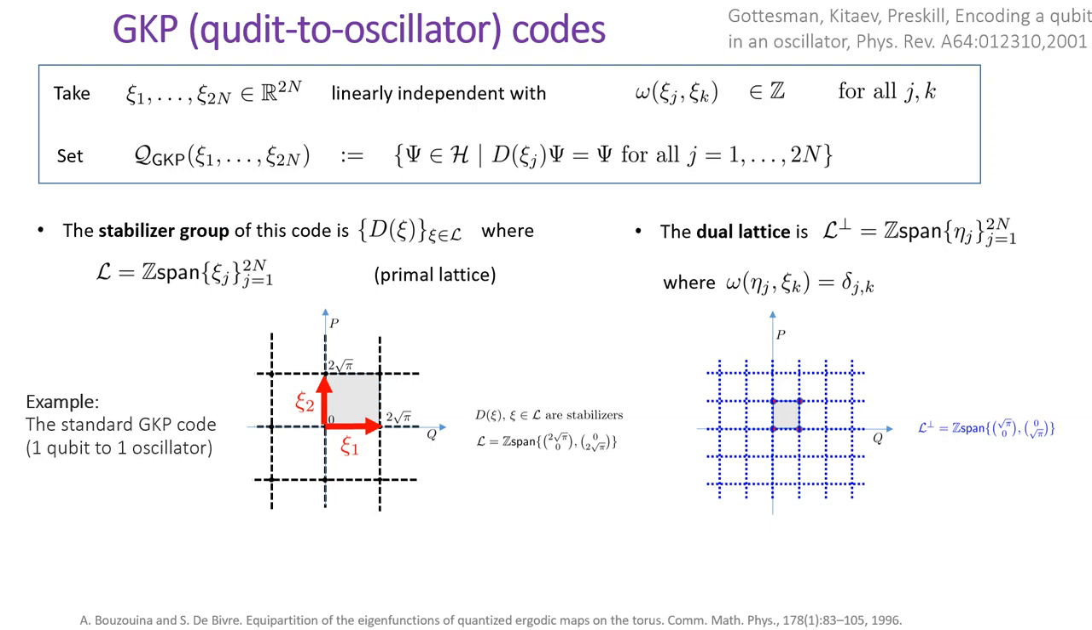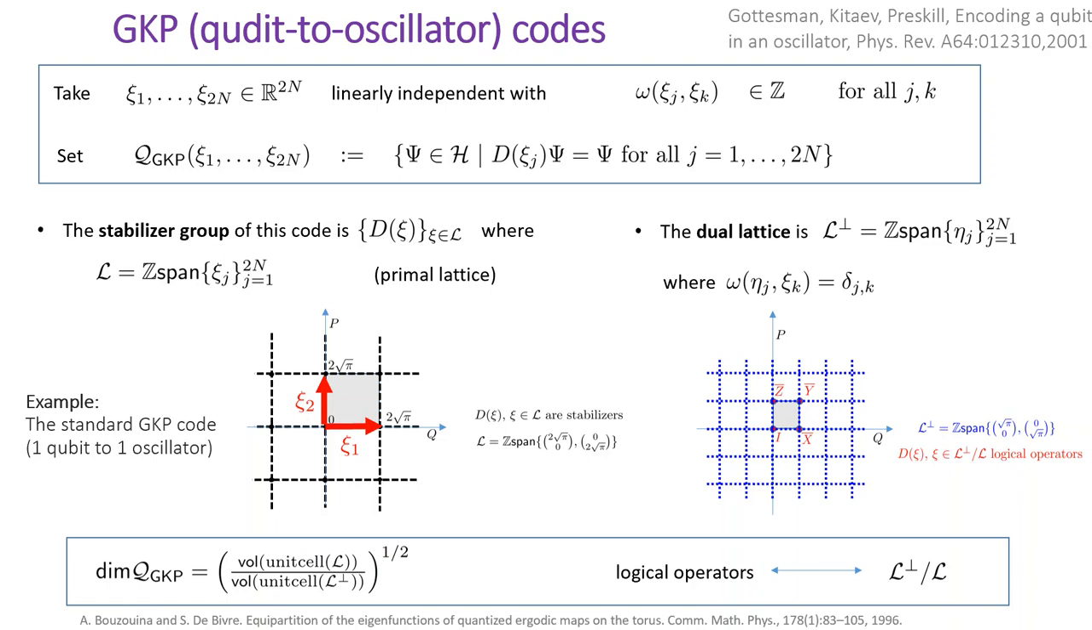It is important because the volumes of these unit cells determine the code space dimension, and logical operators correspond to cosets of this dual lattice modulo the primal lattice. Corresponding displacements for logical x, y, and z Pauli operators are shown here.